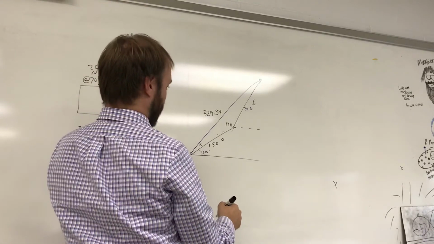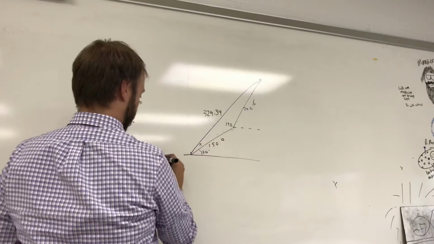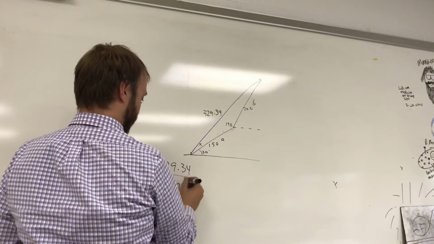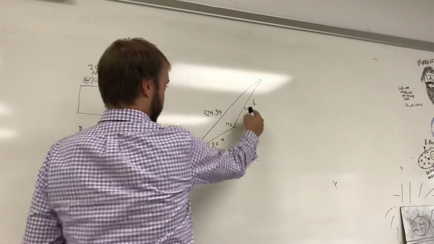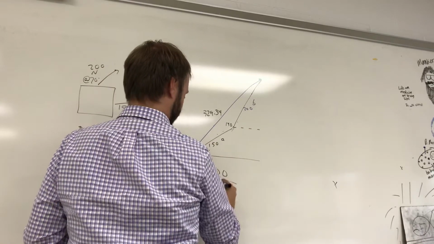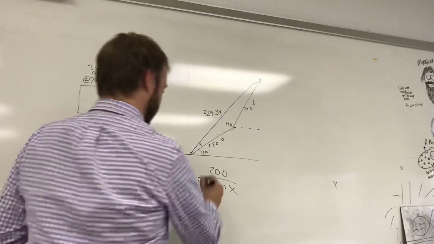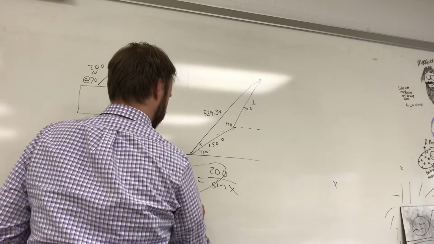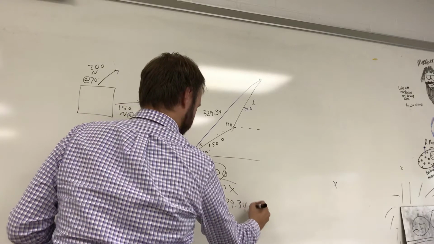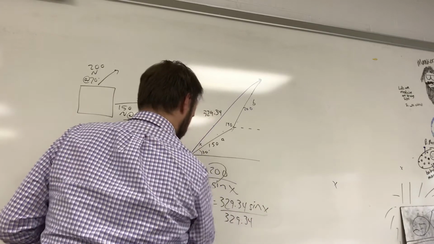So we have an angle and its opposite side. According to the law of sines, 329.34 over the sine of 140 is going to be equal to this side length of 200 over the sine of its opposite angle, which I've labeled x. All right, and so we can cross multiply here. 200 times the sine of 140 is going to be equal to 329.34 times the sine of x. I'm going to divide both sides by 329.34.